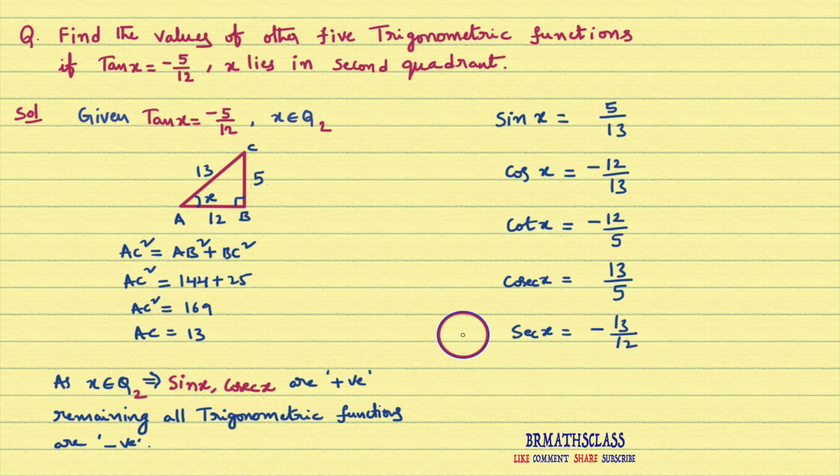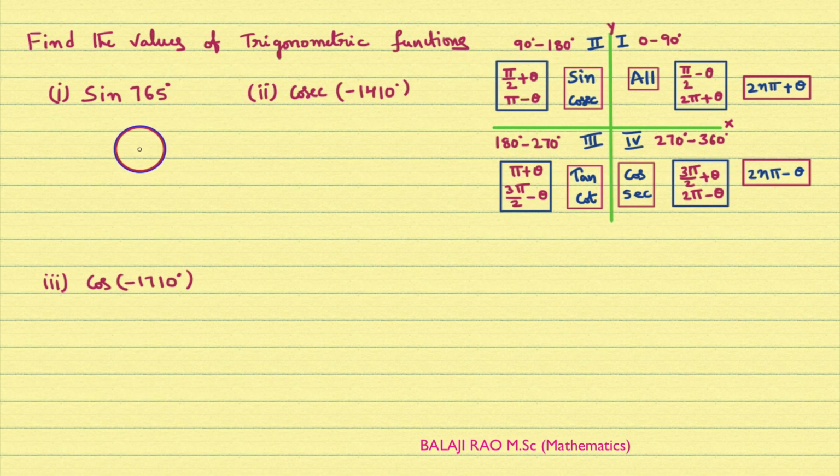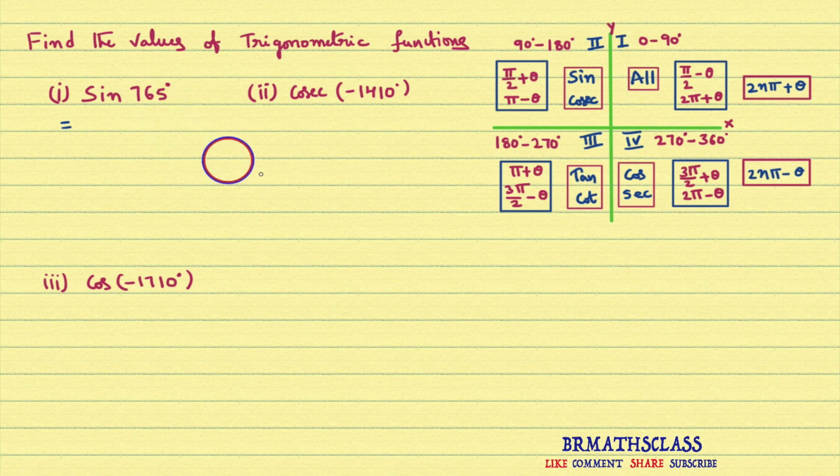So we calculated all other 5 trigonometric functions when one trigonometric function is given and they are specifying which quadrant x lies in. In this class we will learn how to find the values of trigonometric functions if the given problems are like this. Now you see this first one. Sine of 765 degrees. This 765 degrees is more than 360 degrees, correct? So you multiply 360 degrees with a number such that we get a number nearer to this number. Try to understand.